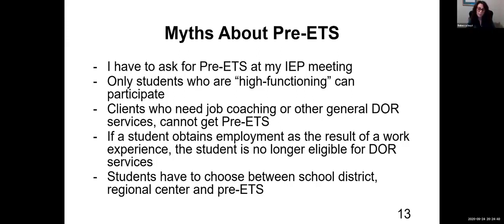So for example, a student needs a personal assistant in order to participate in self-advocacy and work experience. It could be that regional center funds the hours for the self-advocacy training and DOR funds the hours for the work experience. The only caveat is that someone cannot receive the same service from two different agencies.